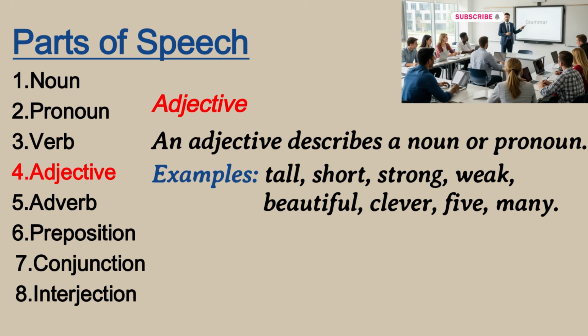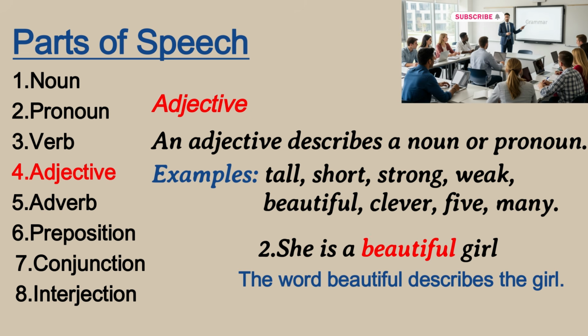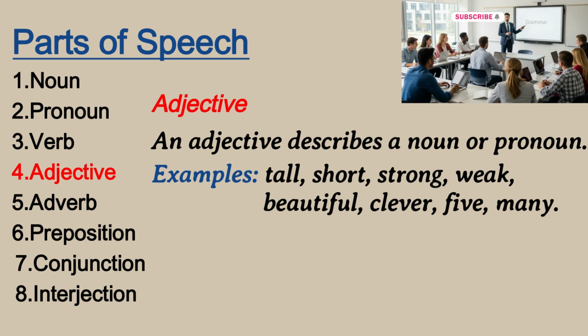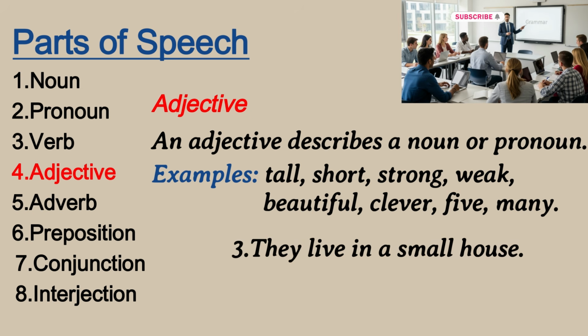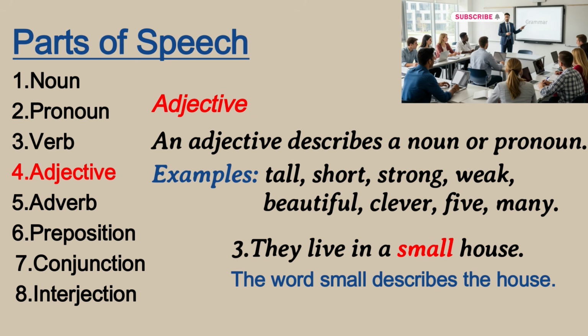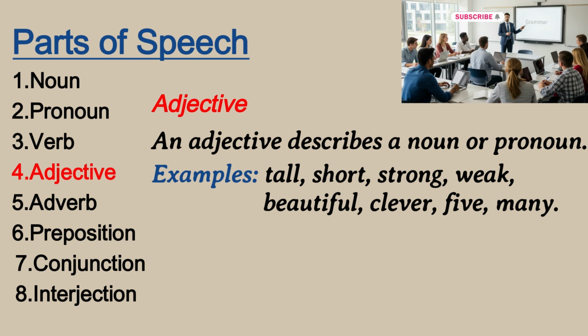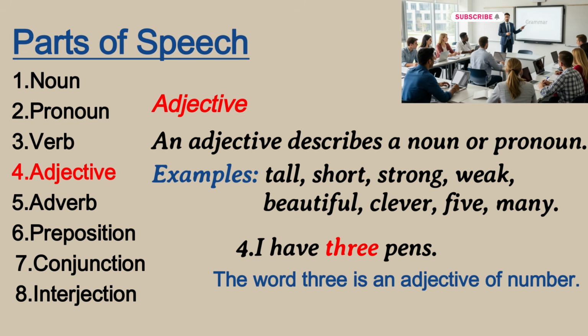Sentence 2. She is a beautiful girl. The word beautiful describes the girl. Sentence 3. They live in a small house. The word small describes the house. Sentence 4. I have 3 pens. The word 3 is an adjective of number.